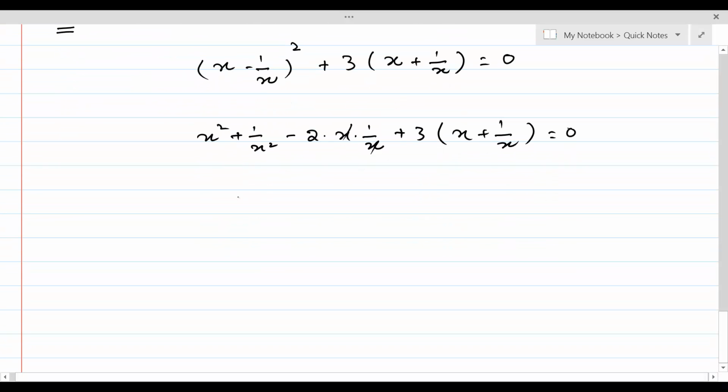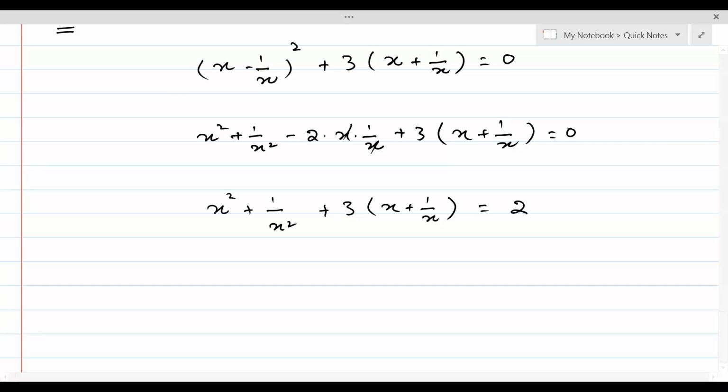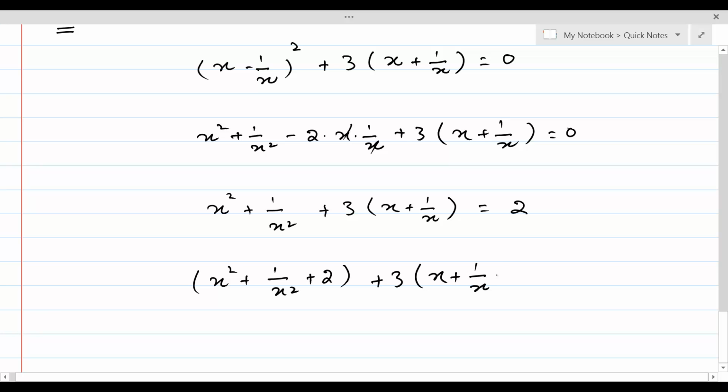And we can cancel out this x. This would leave us x squared plus 1 over x squared plus 3 times (x plus 1 over x) equal to 2, as the 2 will go on the other side. And now we can add 2 on both sides. X squared plus 1 over x squared plus 2 plus 3 times (x plus 1 over x) equal to 2 plus 2.